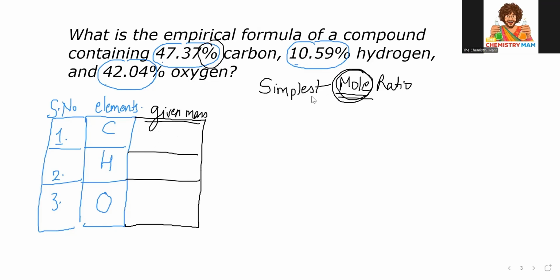For calculating moles, obviously you need the given mass. So the given mass for carbon, I'll take as 47.37. For hydrogen, I'll take 10.59. And for oxygen, given is 42.04. If it is percentages, repeating again, then you will have to assume the percentages as given masses. And if the mass is directly given, like they give you 40 grams of carbon, let's say 10 grams of hydrogen, and something of that sort, then you can directly take the masses.